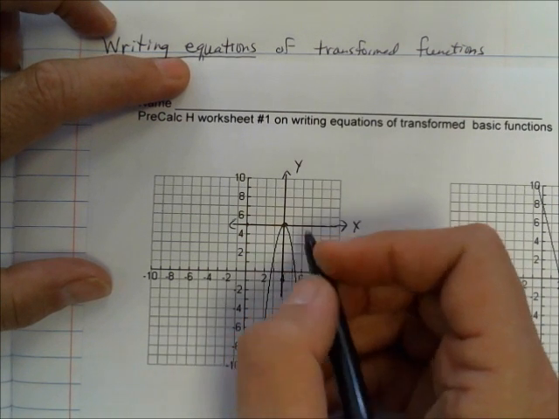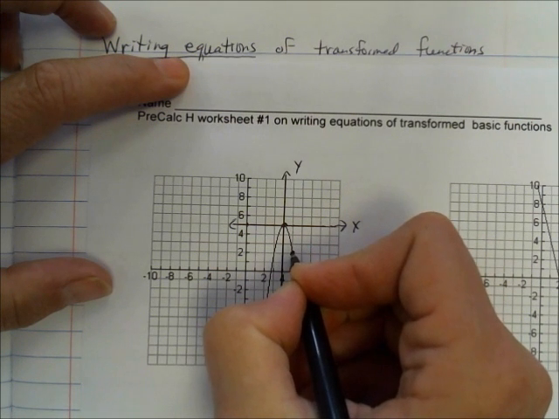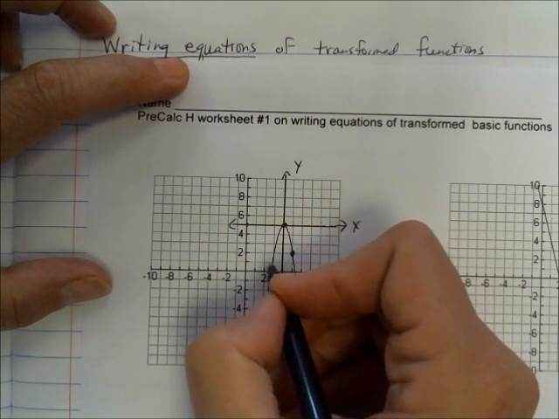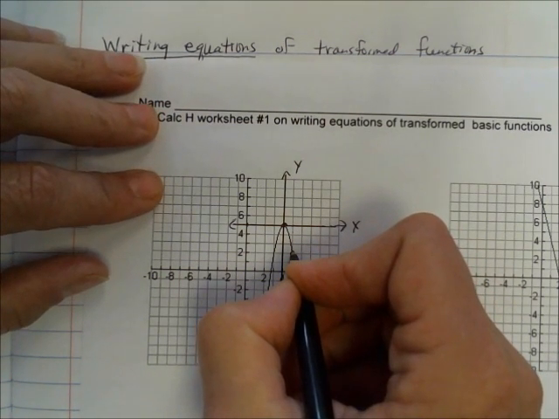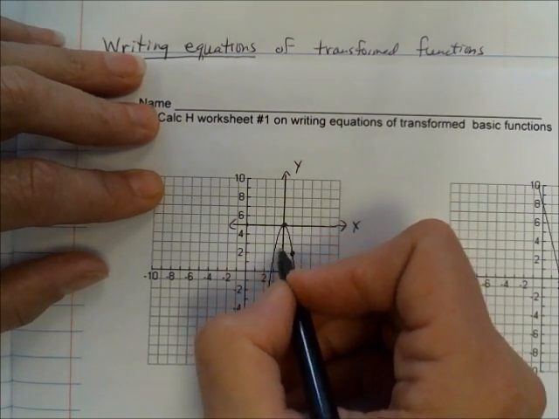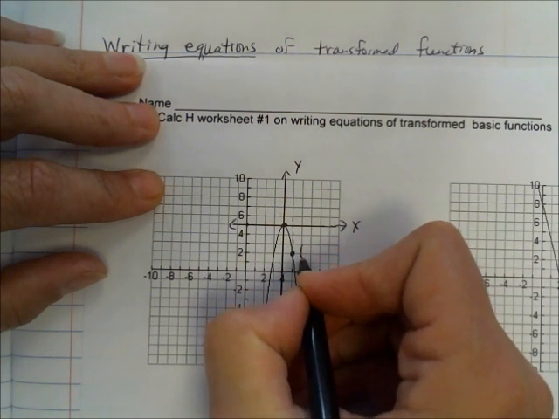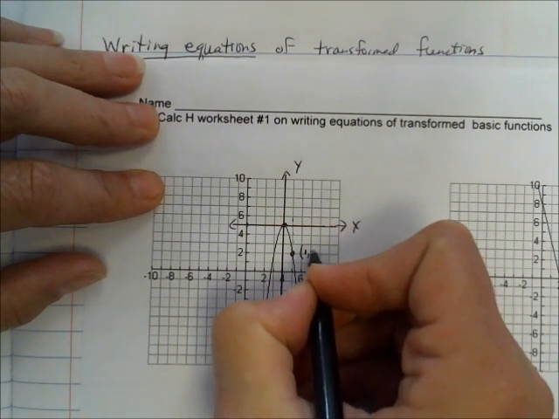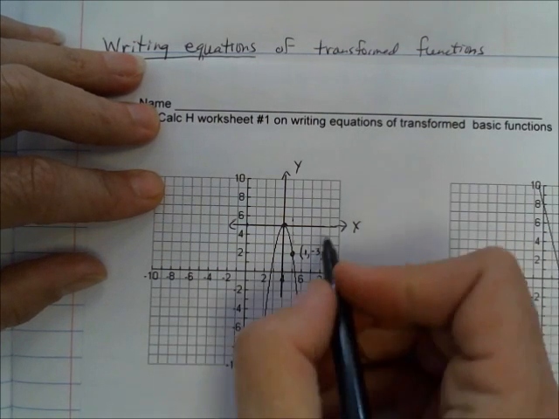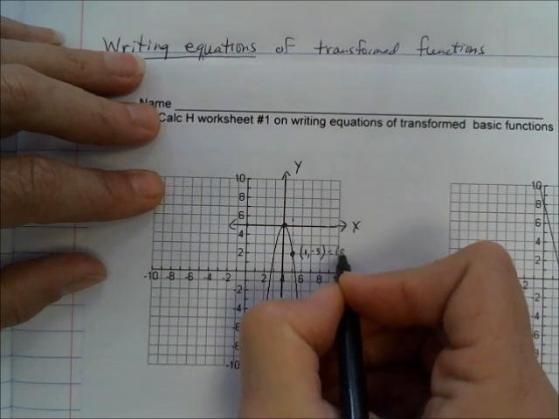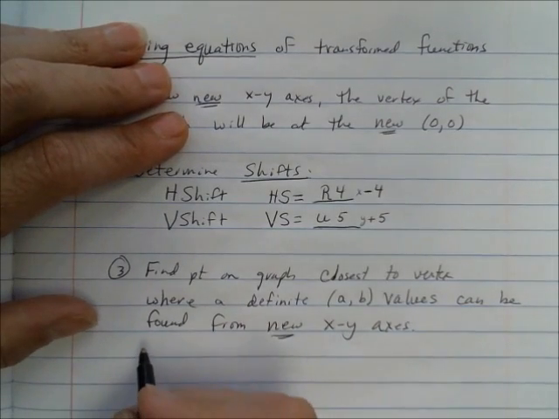So you're going to take a look at this graph and say, what can I see? I can see that this point right here is a definite point on this graph that originally would be at 5, 2. But we're not going to call it 5, 2 anymore, because here's our new xy axis. So this is actually 1, negative 3. Let's call this 1, -3 based on our new xy axes. And that 1, -3 is equal to our a comma b that I'm talking about in step 3.